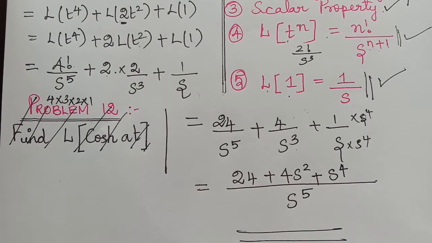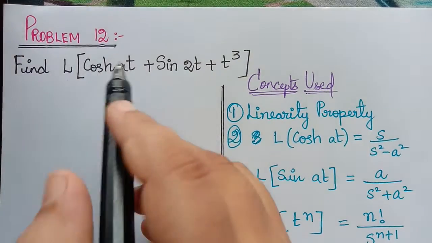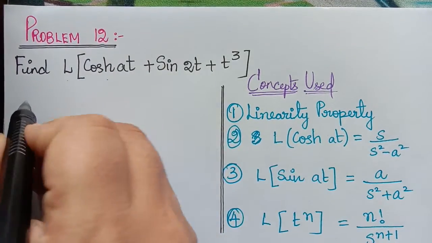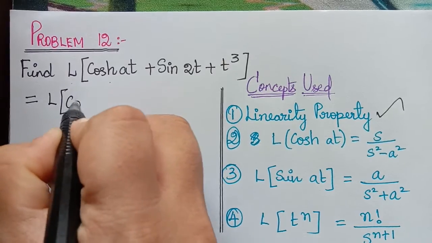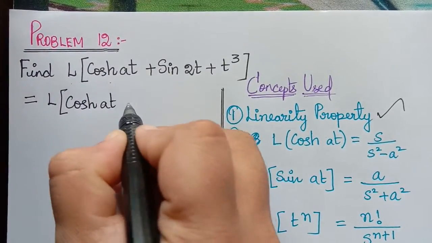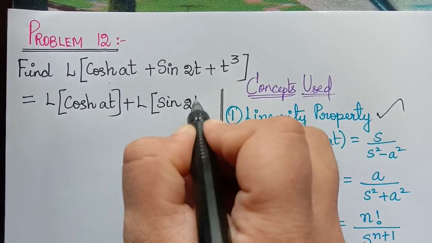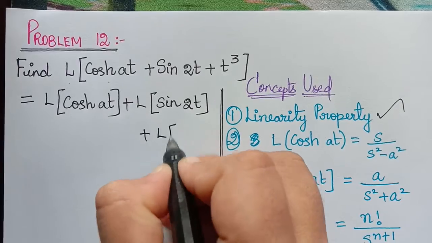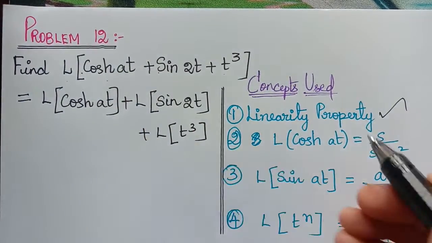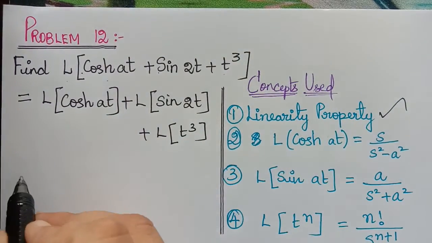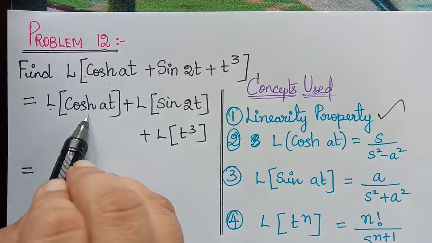So next we will deal with problem 12. Here we have problem 12. We have to find the Laplace transform of these functions. This can be written by using the linearity property. It can be written as Laplace transform of cos at plus Laplace transform of sin 2t plus Laplace transform of t cube. We do not have any constants in multiplication, and so there is no need of applying the scalar property.